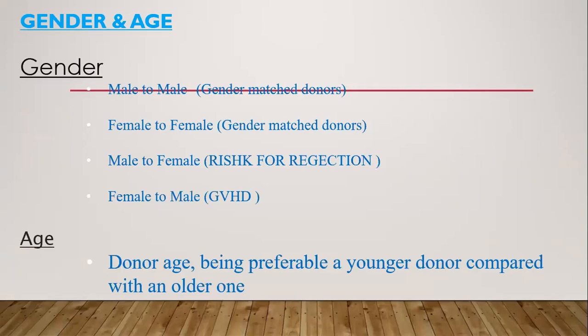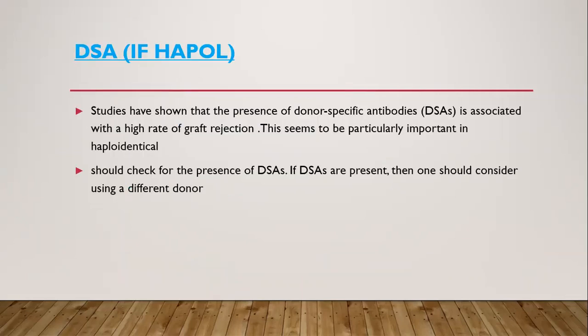So, based on gender and age: male to male and female to female are gender-matched related donors, male to female is a risk for rejection, and female to male is a risk of GVHD. For age, a young donor is preferred compared with an older donor. So the next slide is DSA. This is used for haplo.